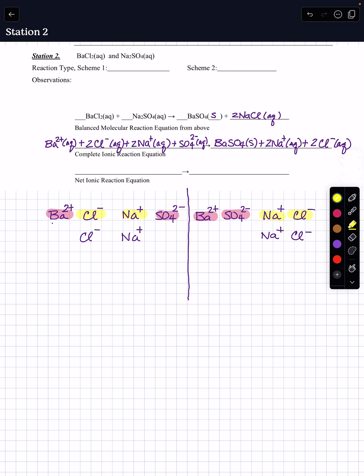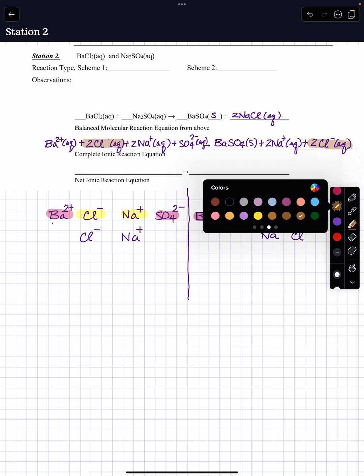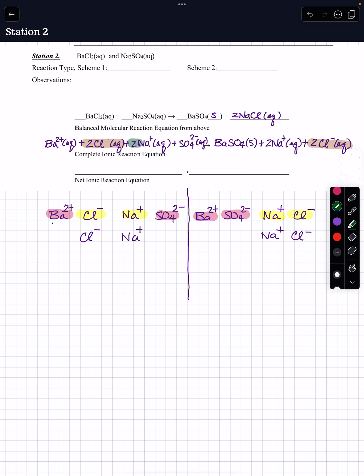Maybe let's make that brown. So this one and this one, those are the same on both sides. Chloride isn't getting involved in the reaction, it's just watching. We call those spectator ions. And then we also have 2 sodium ions here and 2 sodium ions there. They're also just watching what's happening. So those are not going to be included in the net ionic reaction.